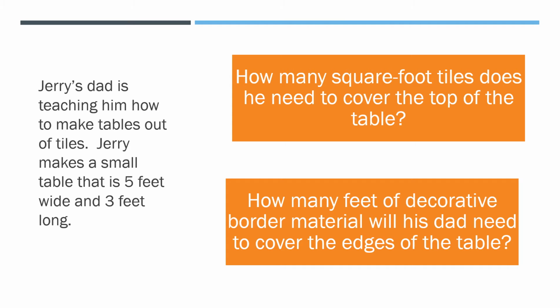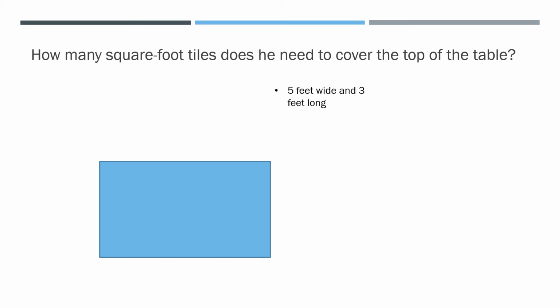The real-world problem that we'll be working with today is that Jerry's dad is teaching him how to make tables out of tiles. Jerry makes a small table that is 5 feet wide and 3 feet long. The two questions that go along with our problem are how many square foot tiles does he need to cover the top of the table, and how many feet of decorative border material will his dad need to cover the edges of the table. So we're going to work with the first question here, which is how many square foot tiles does he need to cover the top of the table.